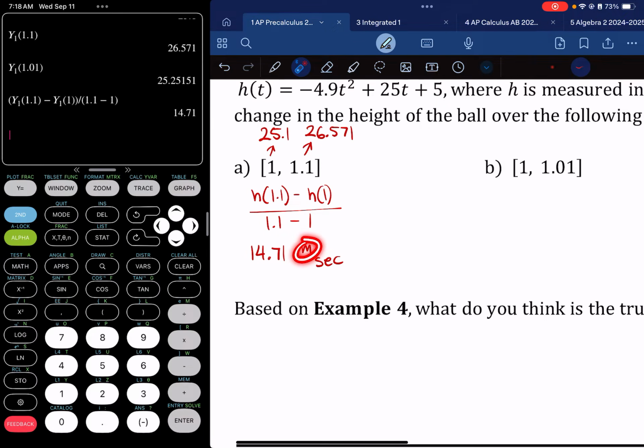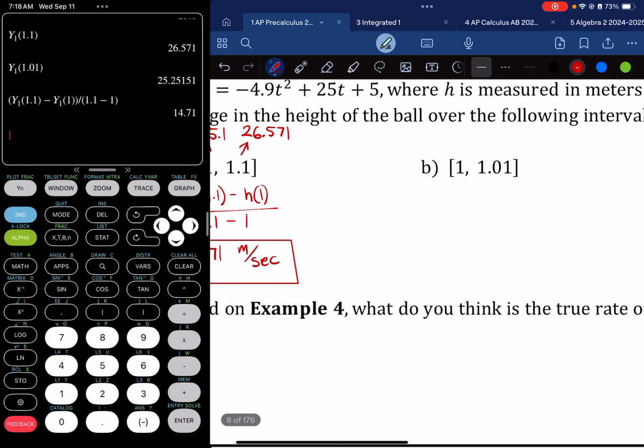Again, the abbreviation for meters is just M. If you need to write minutes, then the abbreviation would be different, but this is meters, so it's like that. Okay, so we have 14.71. I need to box my answers so that way the AP grader or the teacher can see exactly what you're looking for.